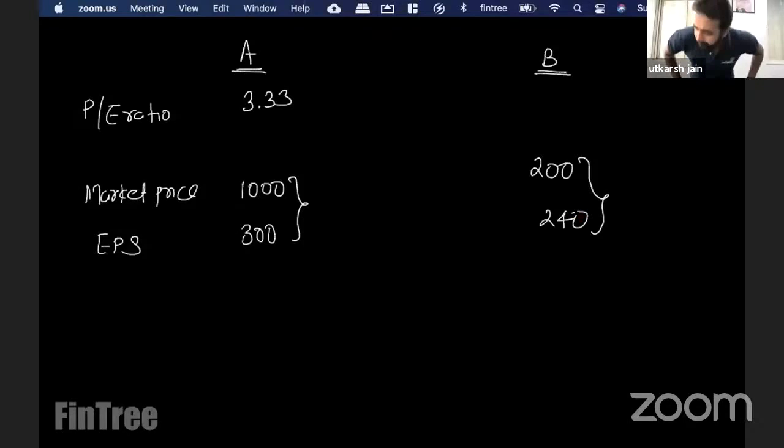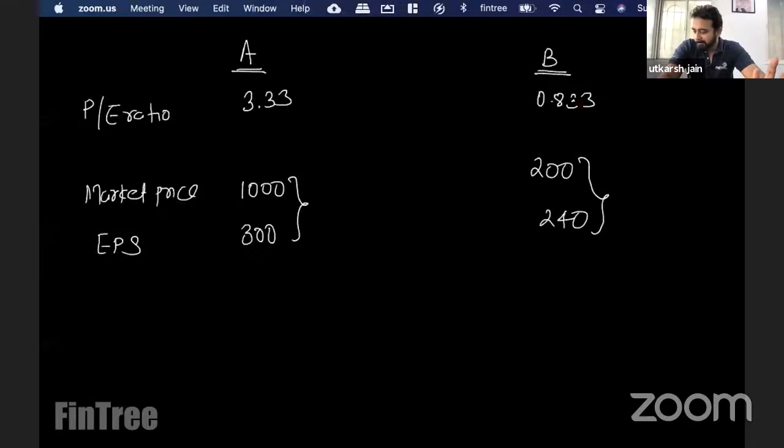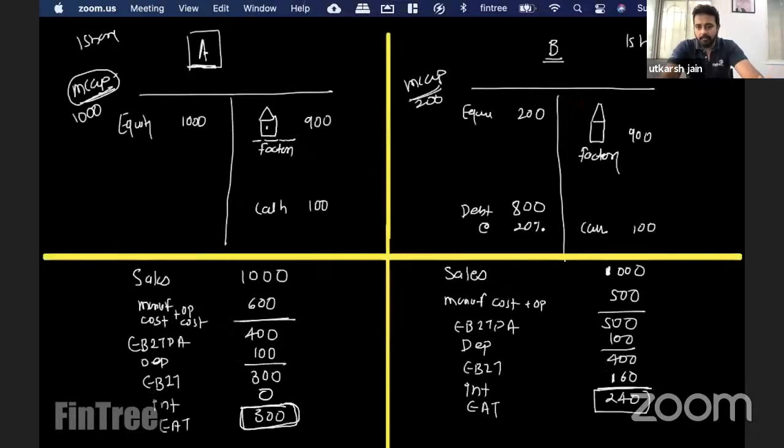Yeah. So for company B, I'm going to calculate my P ratio of 200 divided by 240. I'm getting a P ratio of 0.833. Correct. Clearly that P ratio of 0.833 to me looks a little more attractive. Are we together with this so far? That there is a large difference in the P ratios. So therefore, it looks like B is so far more attractive to me.